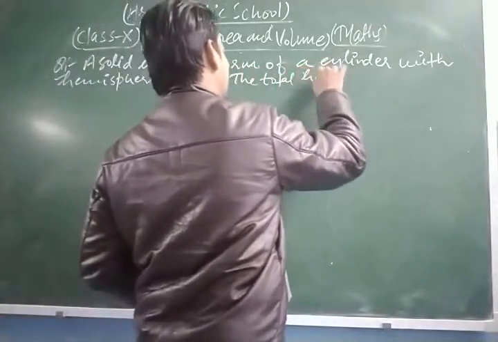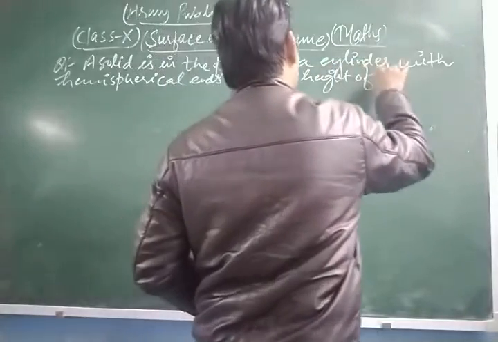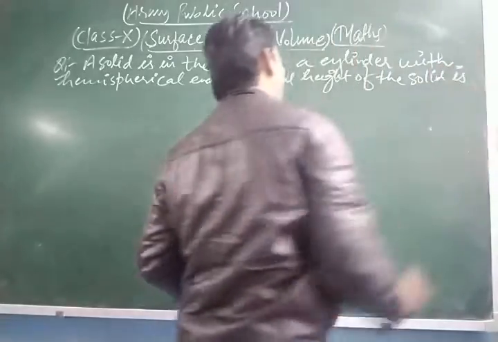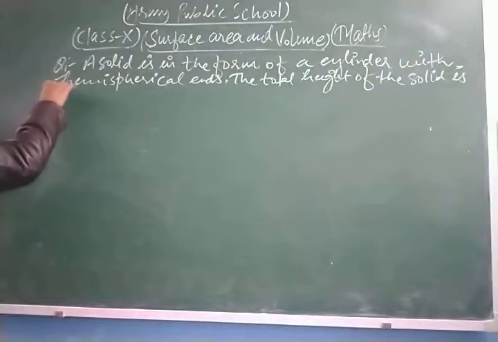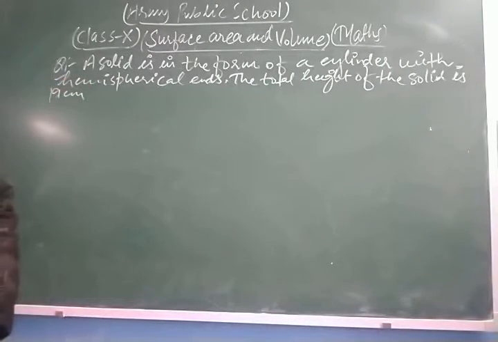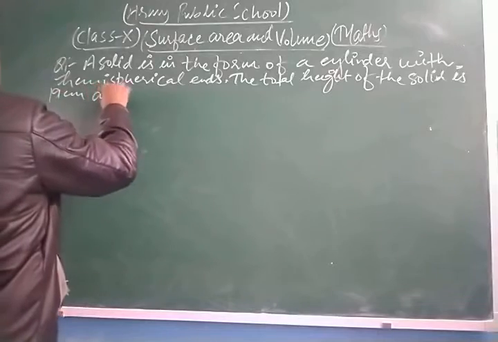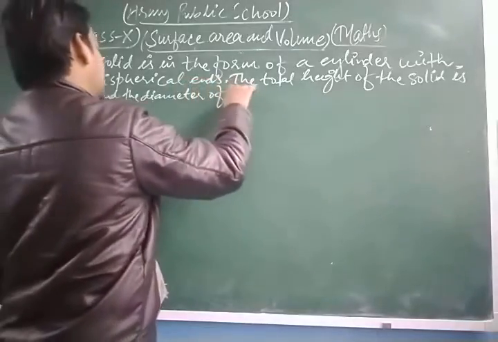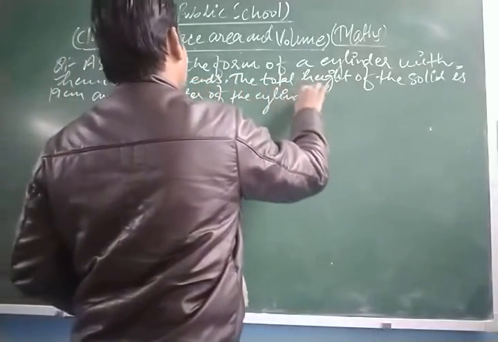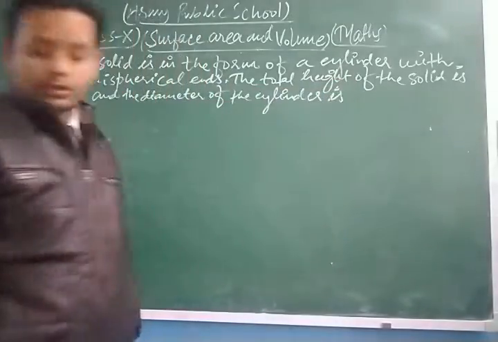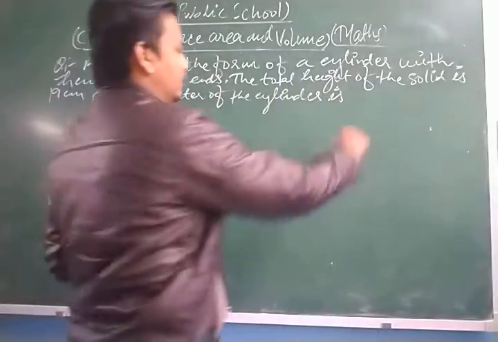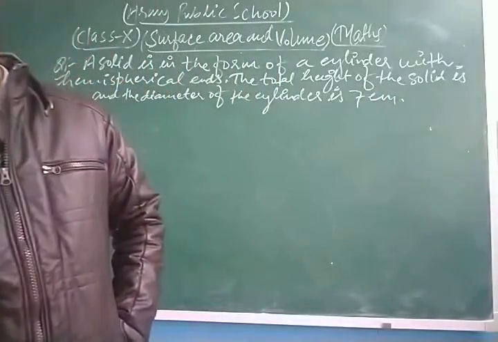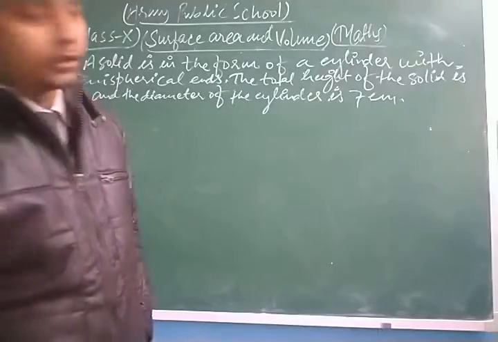The total height of the solid is 19 centimeter, and the diameter of the cylinder is 7 centimeter. Find the volume and total surface area of the solid.